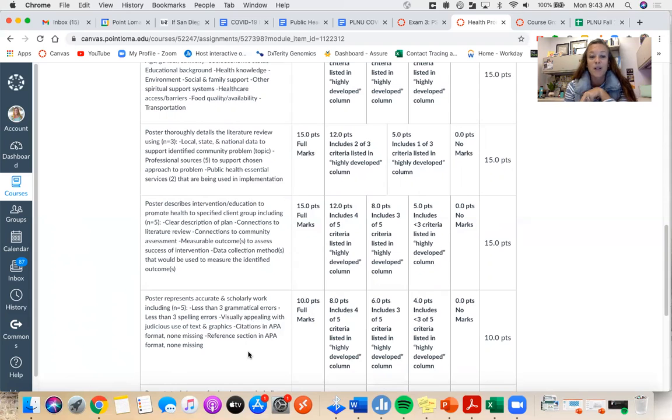Finally, the last piece of the rubric for the poster here is making sure that there's no grammar errors, spelling errors, that it's visually appealing, that it's not just huge paragraphs everywhere, but that you've formatted it in a way that it's easy to read, it's not overwhelming with text. Include graphics, be creative. Keep citations on the slide itself, and then a reference section separately.